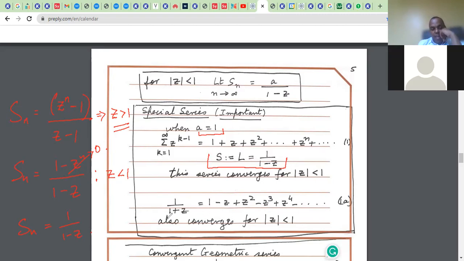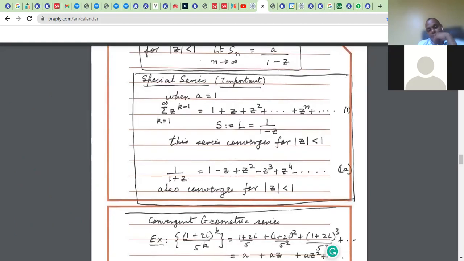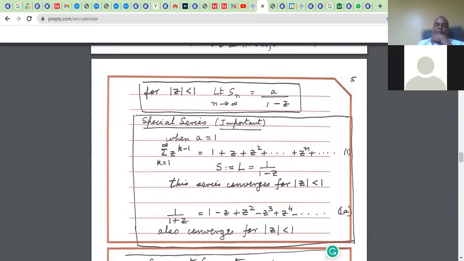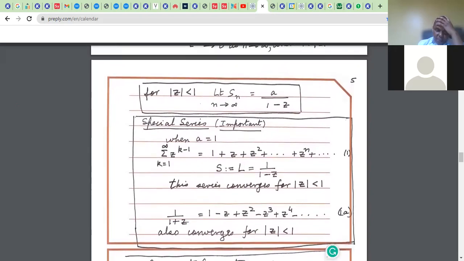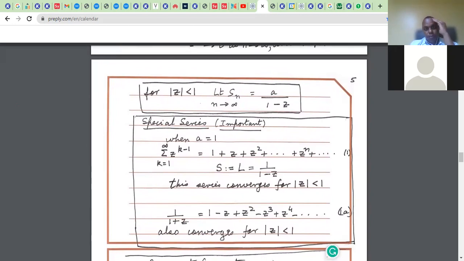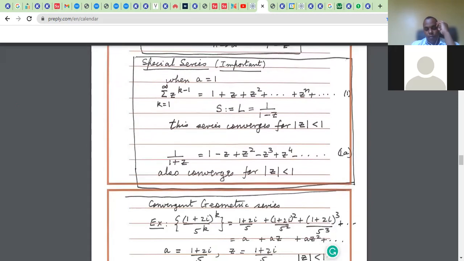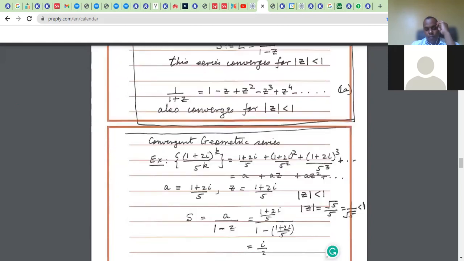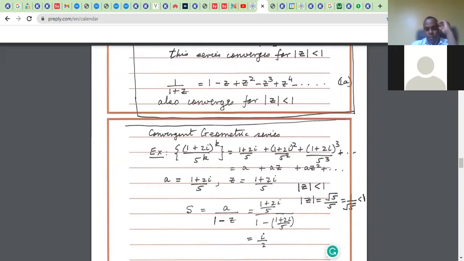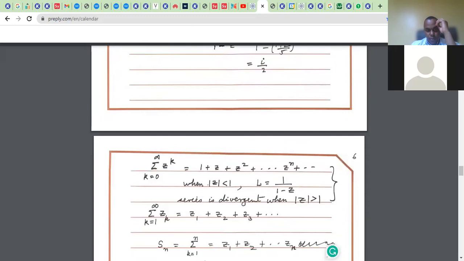We also have another series, this is 1 over (1 plus Z). It's going to converge when Z is less than 1. So these two are special series, or as you said, simple basic series. I think we can stop here, because the convergent geometric series is getting harder, and maybe we can move to the homework.